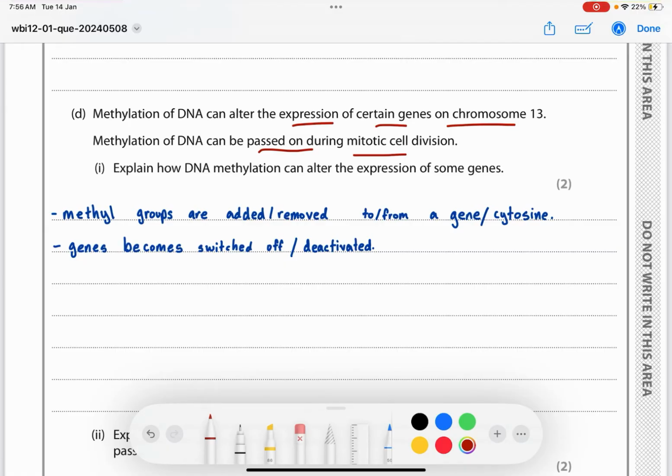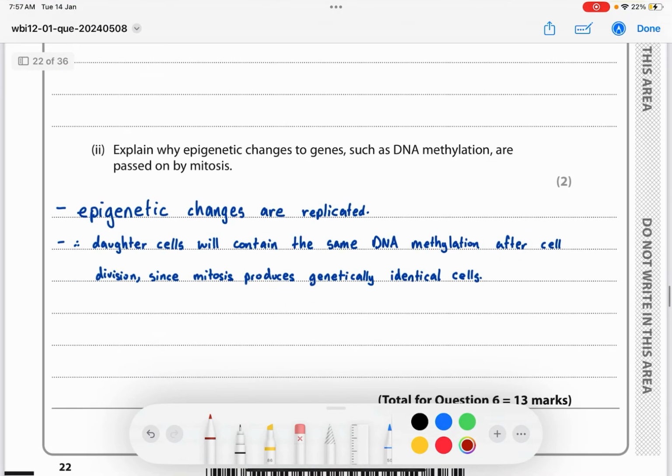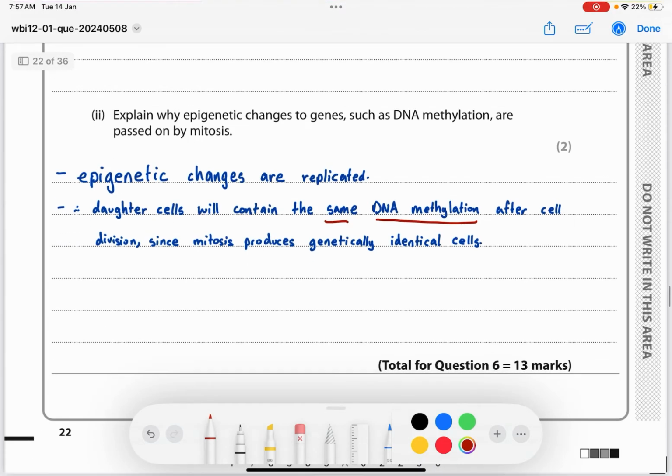So when you're tampering with the methyl groups in a gene, basically what methyl groups do is that they switch the genes off. They deactivate the genes, causing them to become inactive. Okay, so that's it. Explain why epigenetic changes to genes, such as DNA methylation, are passed on by mitosis. So epigenetic changes are replicated. Therefore, daughter cells will contain the same DNA methylation after cell division, since mitosis produces genetically identical cells.